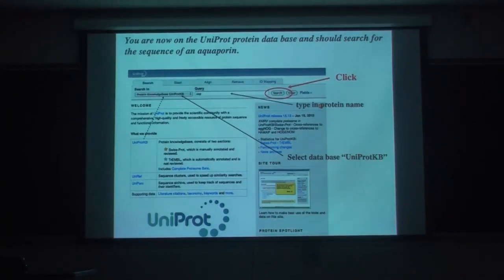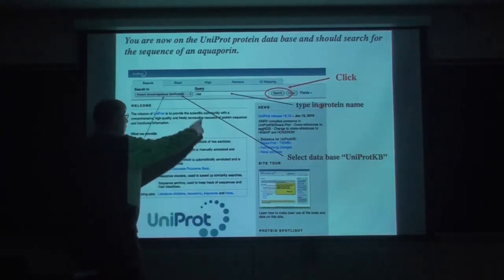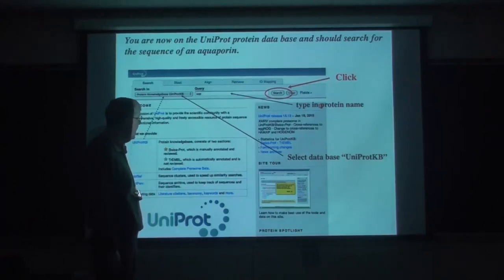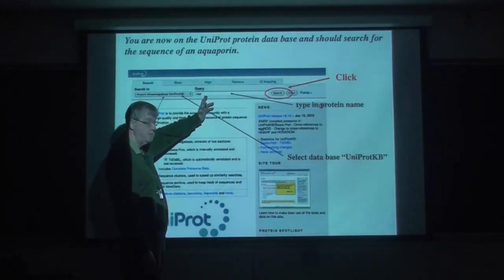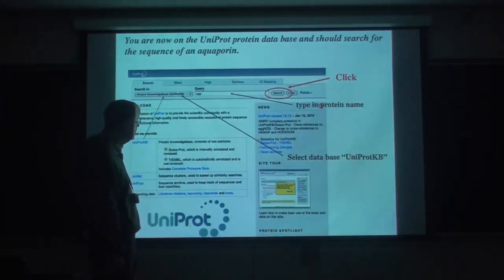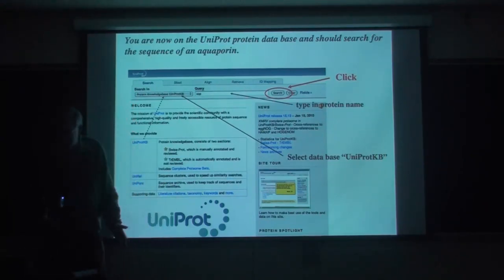In UniProt you have lots of databases with slightly different materials, and we want to choose the protein database called UniProt KB. So you select it, and then you give the name of your protein. You can write aquaporin, no harm. You can also be really brief, AQP, it understands lab jargon. You put in your protein name and click search. Now it looks for all the proteins related to that name in the database and gives you the sequences.